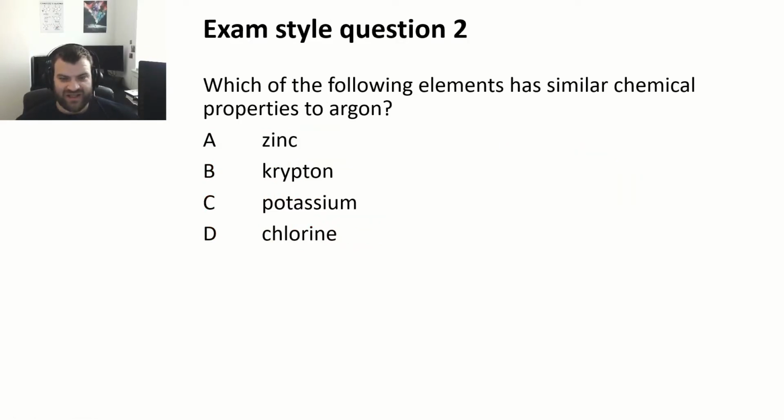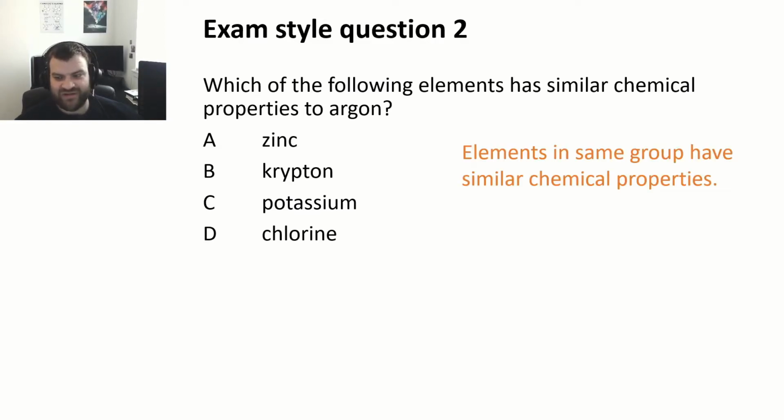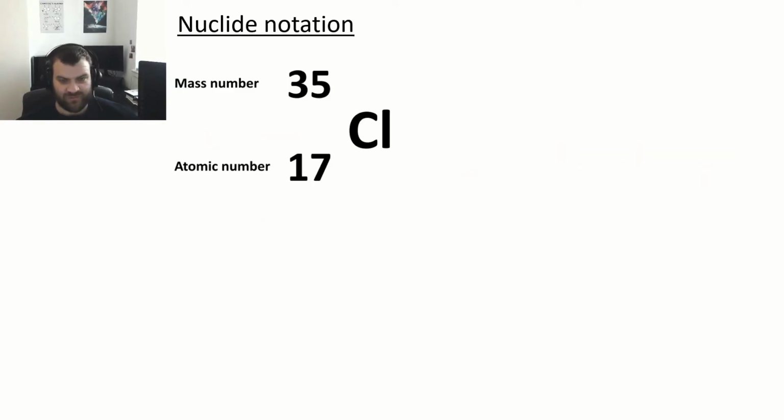Another type of question is they can ask you which of the following elements has similar chemical properties to argon. And that's just a way of saying which of these elements are in the same group as argon. Just a different way of asking the same question. So when we look at argon, we can see that argon is a noble gas. That's group 8. And we've also got krypton, which is in the same group. And that's our answer for that one.